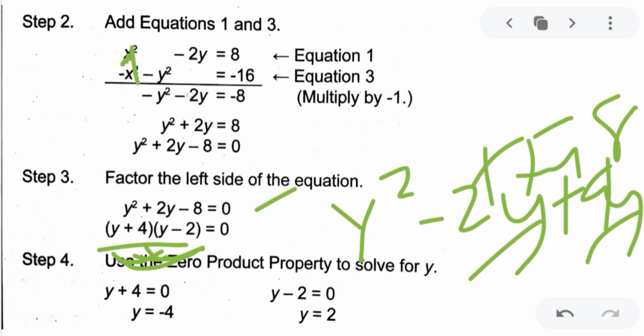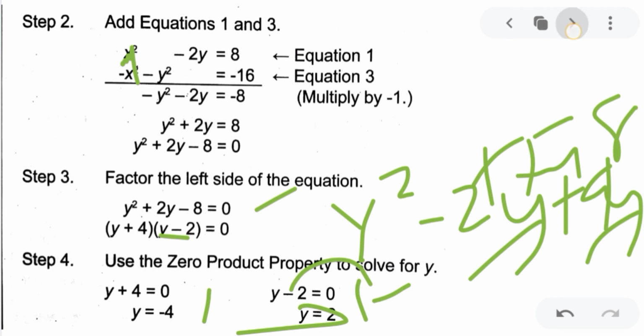The next thing that we need to do is use the zero product property to solve for y. We have to equate these factors to 0 and transpose. We have here y plus 4 equals 0. Transpose the 4 to the right side, that will be y equals negative 4. And then we have y minus 2 equals 0. Then transpose, that will be y equals 2. So therefore, the values of y are negative 4 and 2.